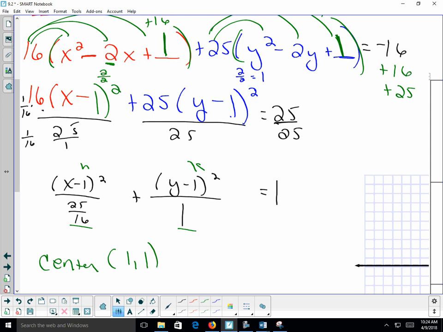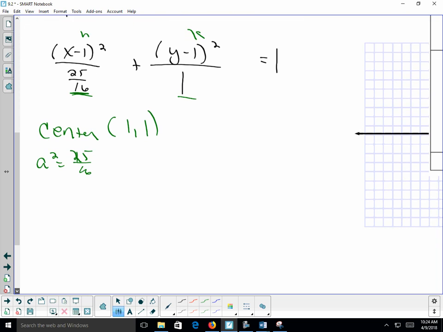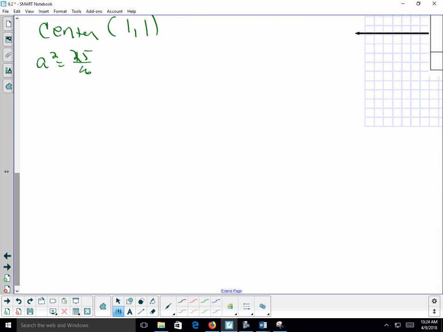You should tell me that, well, we probably should find the square root first. So I'm going to decide which one's larger. I have 25/16. I'm going to say that's larger than 1 because 25 is larger than 16. So a squared is equal to 25 over 16. So the square root of a, square root of 25/16. So I'm going to have a is equal to 5/4.